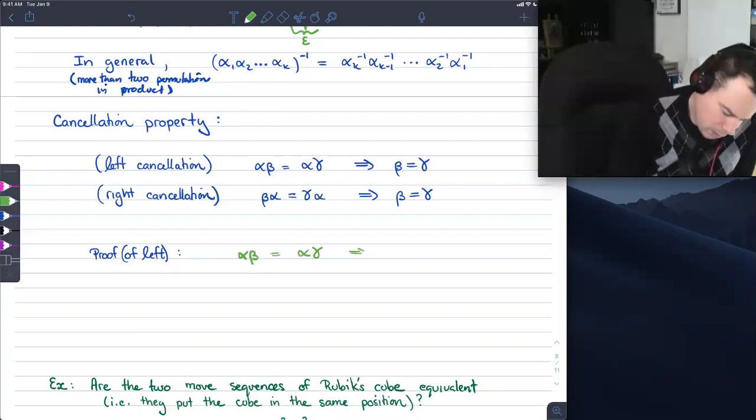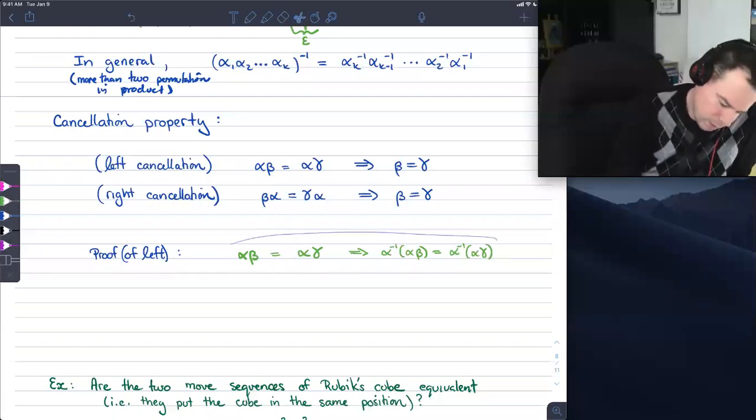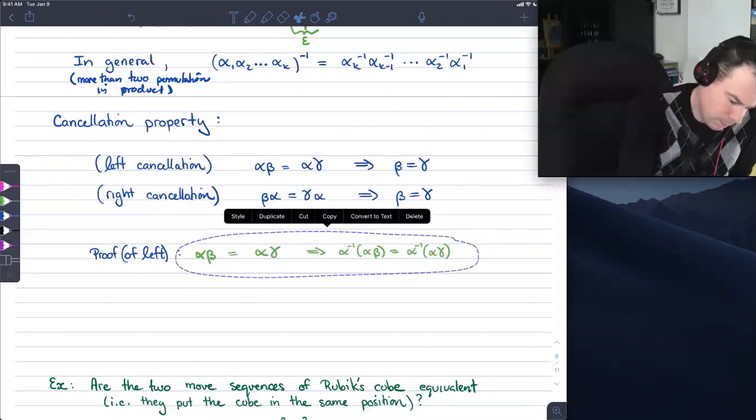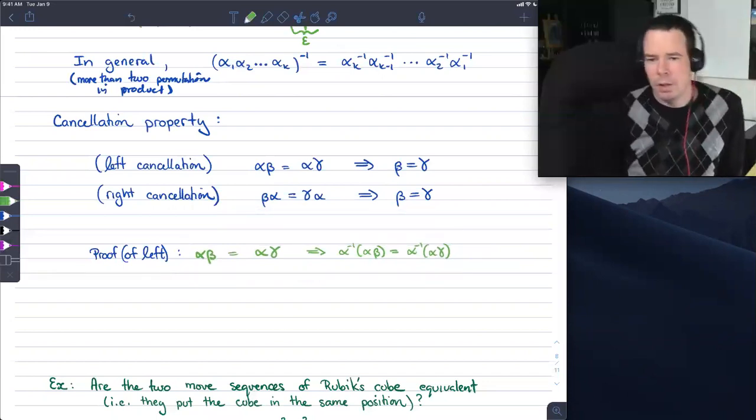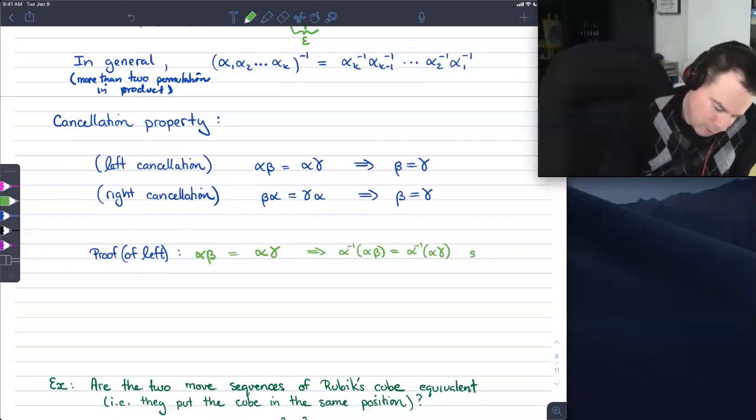Well, what I can do is multiply both sides of the equation by alpha inverse. I'm going to move this slightly over so I have a little bit of room to write on the other side. And now I'm just going to do a bit of record keeping as to why each of these steps I'm allowed to do. That first equation, alpha beta equals alpha gamma, is what's given to us. That's our known equation. How did I get the second equation? Well, what I used was that inverses exist.